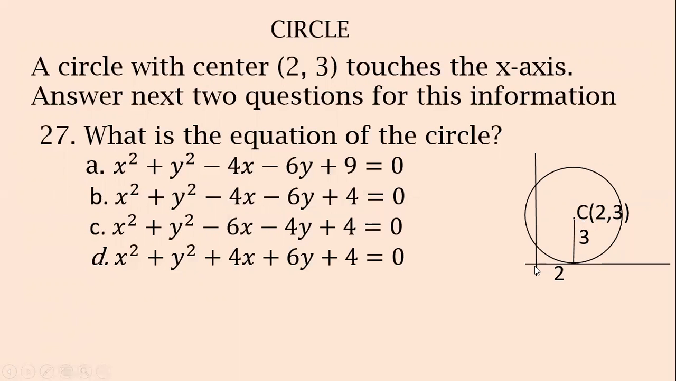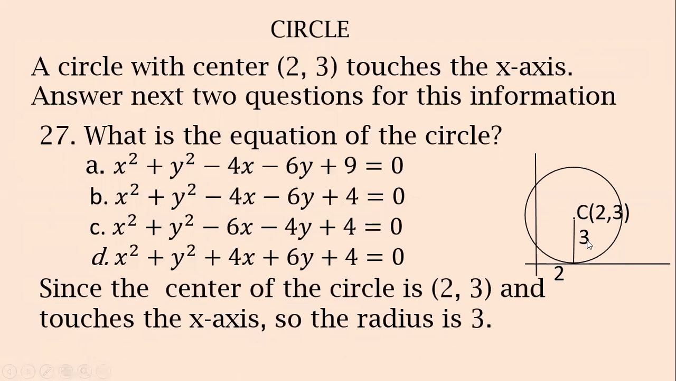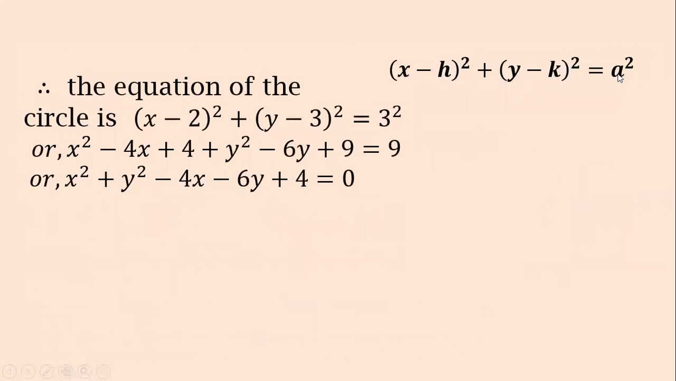This is 2, 3. So this much is 2 and this much is 3. So as it touches the x-axis, this will be the radius. So this is center 2, 3 and this is the radius. So the equation, applying this formula, x minus a square plus y minus k square is equal to a square, that is, center (h, k) and radius is a. So putting the center 2, 3 and radius a, we are getting this equation. So this is the equation of the circle.